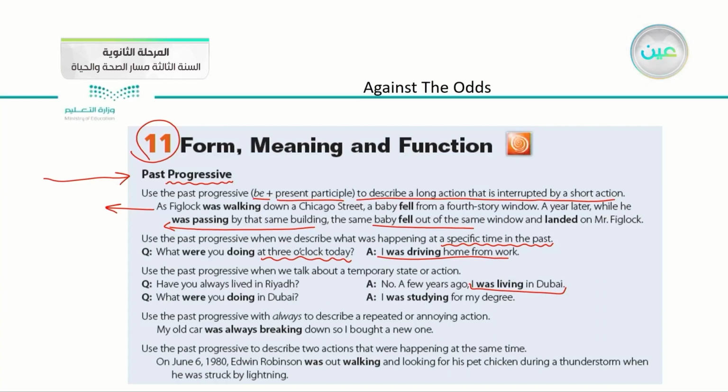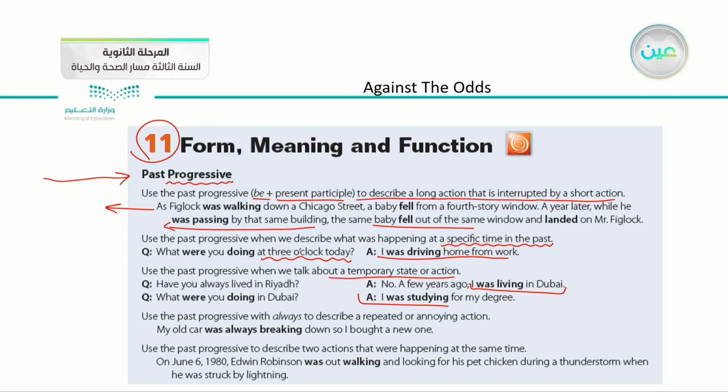Another question, what were you doing in Dubai? I was studying for my degree. That means he or she studied for their degree, and after they finished, they left Dubai. So they were living there and studying there for a temporary or short time. So it was a temporary state.